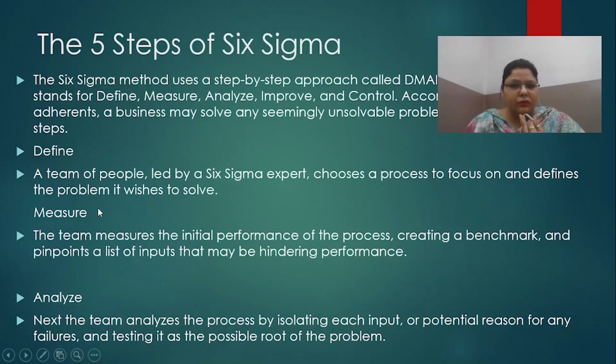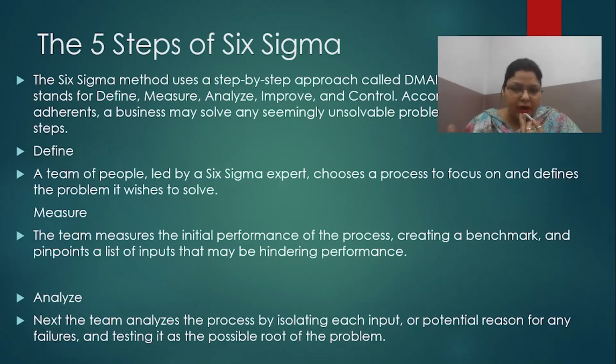The Six Sigma method uses a step-by-step approach called DMAIC, an acronym that stands for define, measure, analyze, improve, and control. According to Six Sigma adherents, a business may solve any seemingly unsolvable problem by following these five steps. First of all, we will define the problem. A team of people led by a Sigma expert chooses a process to focus on and defines the problem it wishes to solve: what and where the problem is arising.